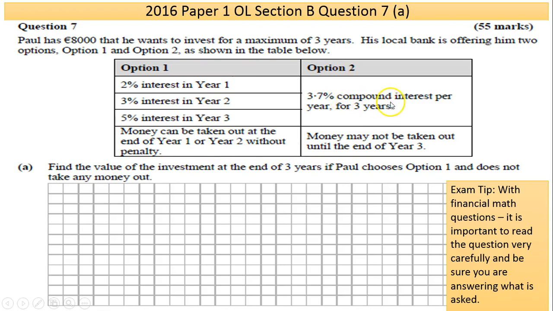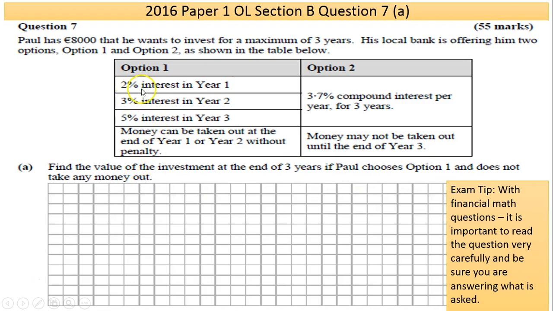Now, option 2 is a compound interest situation. It's 3.7% over 3 years, but you can't take out any money until the end of the 3rd year. Now, find the value of the investment. This is part A. At the end of 3 years, if Paul chooses option 1 and does not take any money out. This is pretty straightforward.